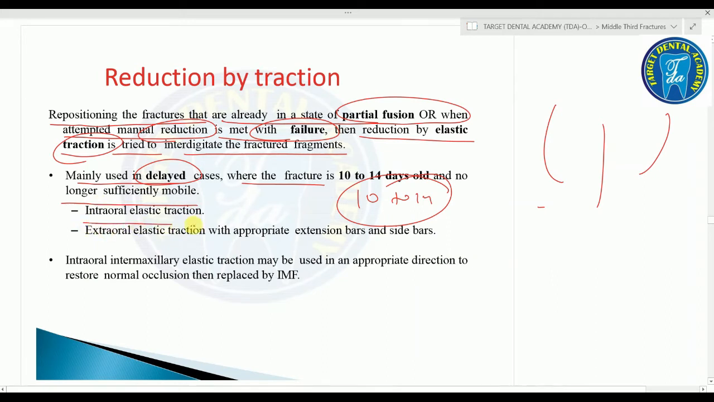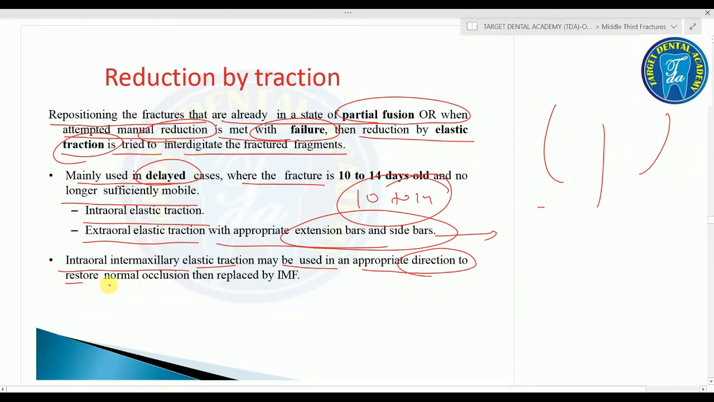In this, intraoral elastic traction can be used, or extraoral elastic traction with appropriate extension bars and side bars. The intraoral intermaxillary elastic traction may be used in an appropriate direction to restore the normal occlusion, then it should be replaced by IMF.